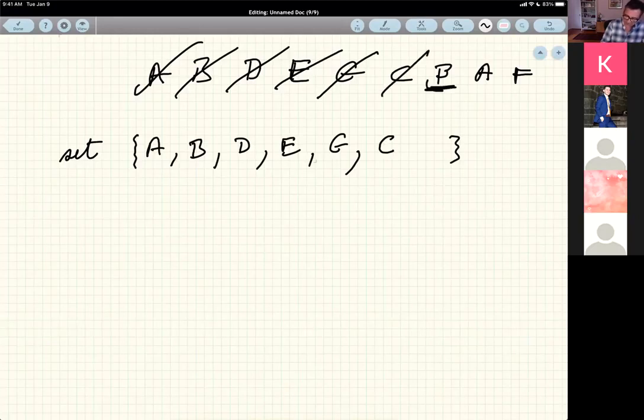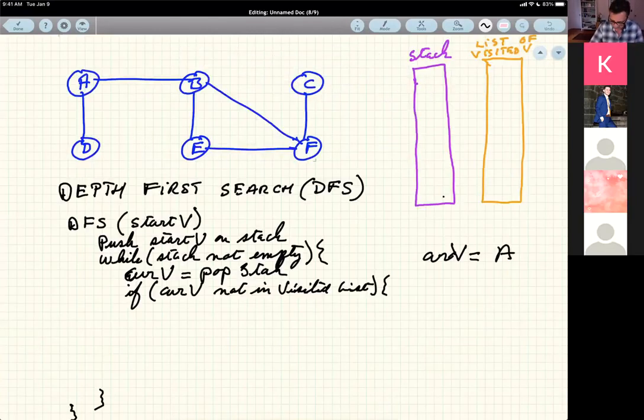Now, when I go to add B again, B will not get added again because B is already part of the set. When I go to add A again, it doesn't say no, I can't. It just says, all right, fine, A is already in the set, there's no need to add it. And then F. So the set is basically unique. Every element shows exactly once, even if it occurred multiple times when I put it into the set. I could use a set instead of a list, but we're not going to worry about that right now.